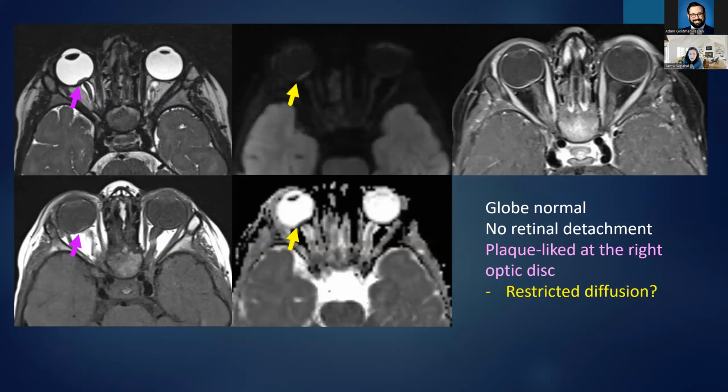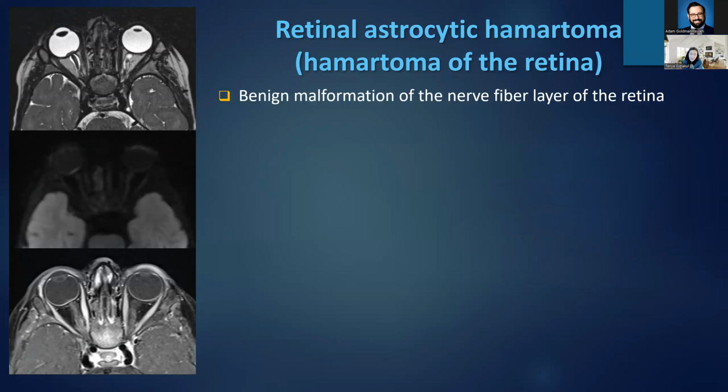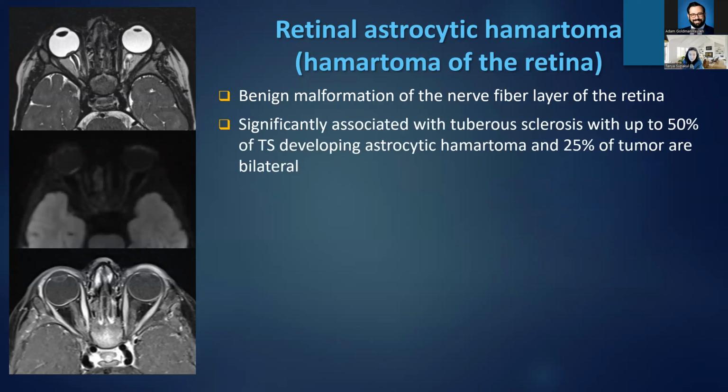So I think this patient is going to be challenging if we don't have the clinical information or physical examination from the ophthalmologist. I think it's fair enough to call possible retinoblastoma, but with the clinical note and the fundoscopic exam from the ordering physician, this turned out to be retinal astrocytic hamartoma, or hamartoma of the retina, which I think, as the key imaging finding here, is a benign tumor, a benign malformation of the nerve fiber layer of the retina.